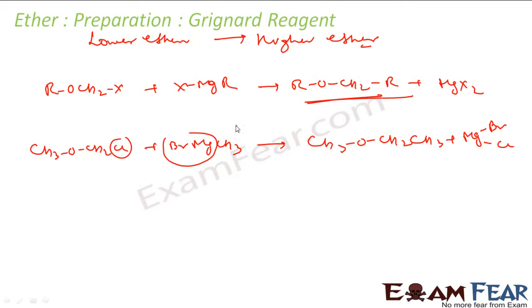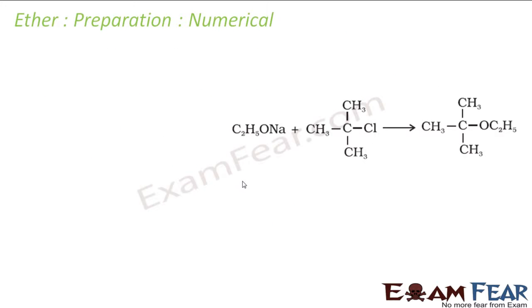See, this will have a slightly negative charge, and this whole thing will have a slightly positive charge. So this will attack this carbon and this chlorine will come out. Correct? So it's again a nucleophilic substitution.